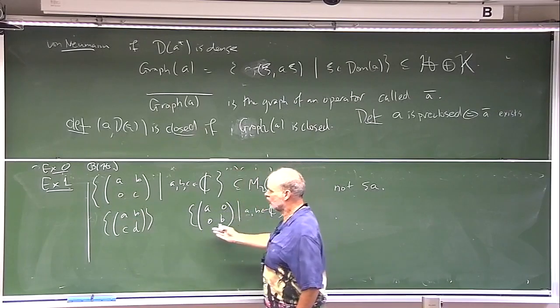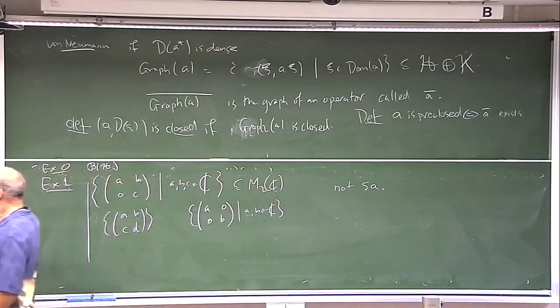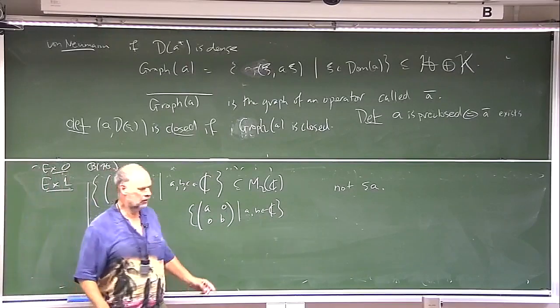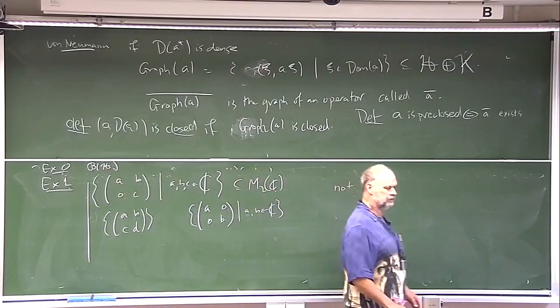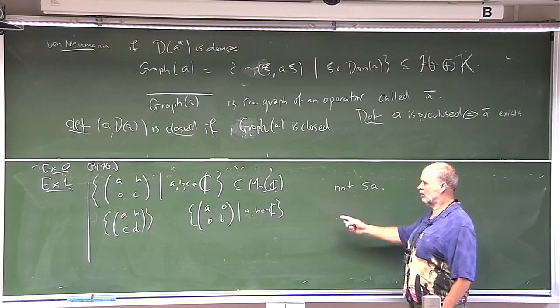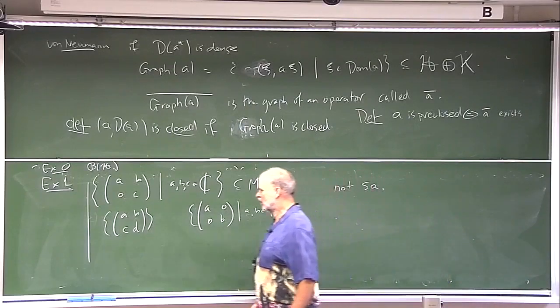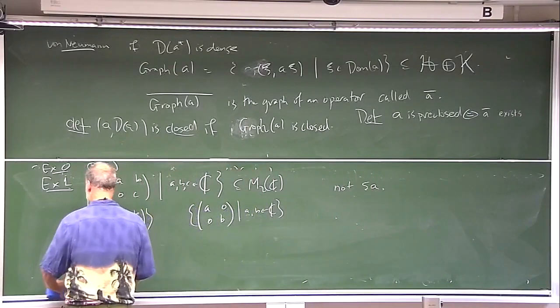This now satisfies all the conditions together with this one. So this is a von Neumann algebra. Right, example 3, example 2.